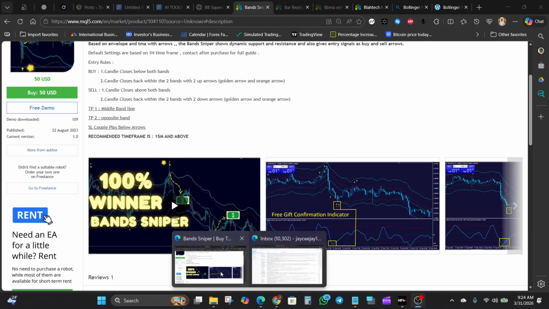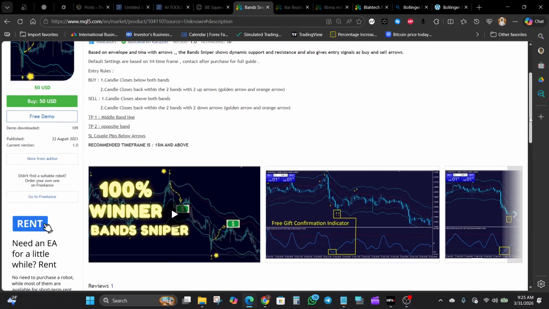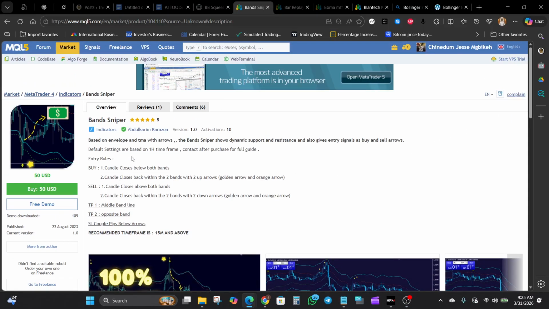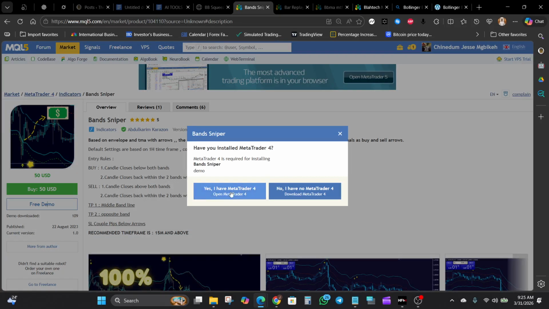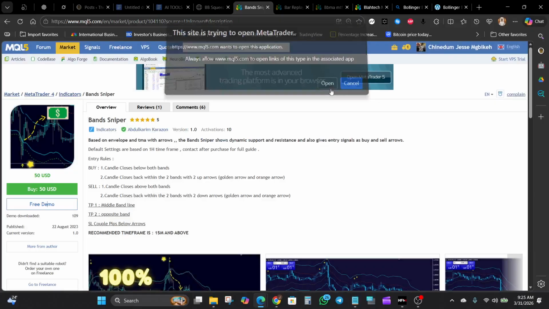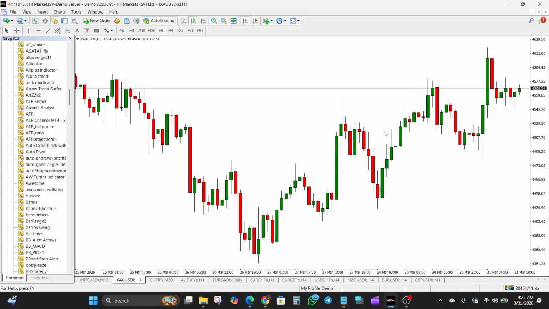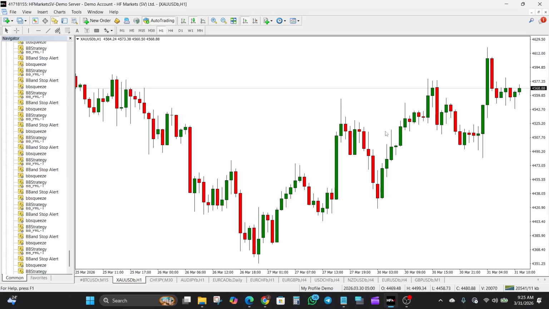Alright, so without further ado, we're heading on to the MQL5 marketplace. The indicator is currently for sale for $50 and the free demo is also available, so that is what we're going to use to test the indicator. Okay, we're going to check out how the indicator works in a minute.